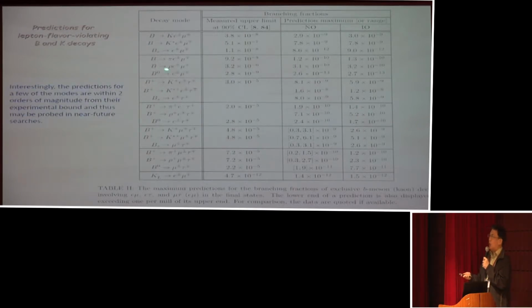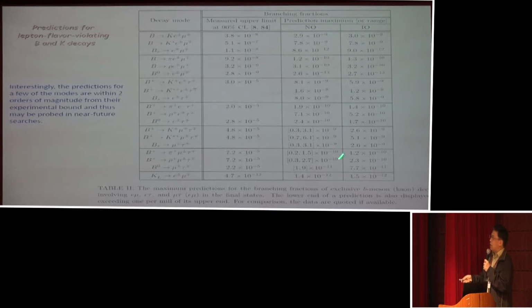And you can also make predictions for lepton flavor violating B meson and K meson decays. Now it turns out the data are not very stringent here, and there are not very many data. So I encourage our experimentalist colleagues to consider these and improve on these bounds. Most of these bounds are from about 10 years ago or more, and hopefully Belle II and LHCb can improve on these measurements.